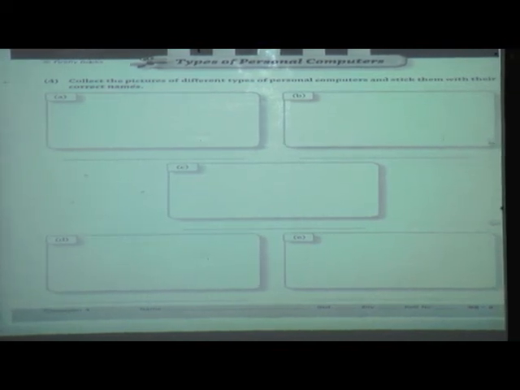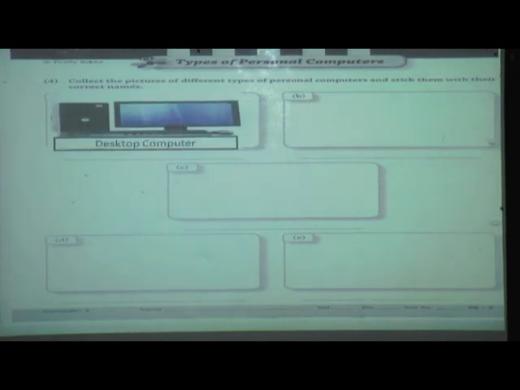Next is our fourth question, the last question. Collect the pictures of different types of personal computers and stick them with their correct names. We have to collect different images of personal computers and stick them in their boxes. Now we will see here. If you get them, then you can stick. If you do not get them, then there is no need. We will stick them afterwards.